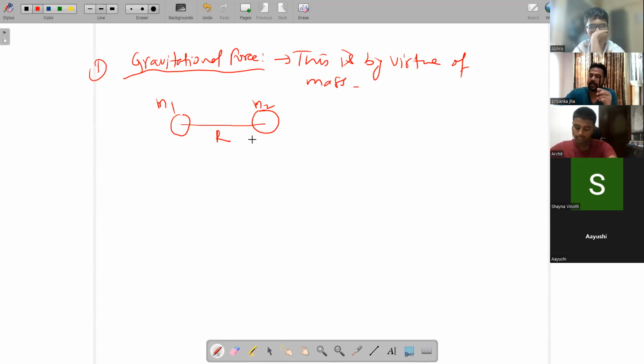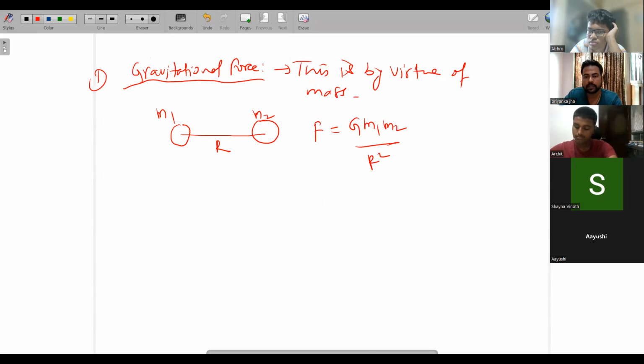So this is a pen and this is another pen. Both of these pens will attract each other. Though this is not a significant amount of force, they do not pull each other towards each other, but they have a tendency to attract each other. So we define gravitational force as G, the universal gravitational constant, times mass of one object, times mass of another object, upon r square. Correct.